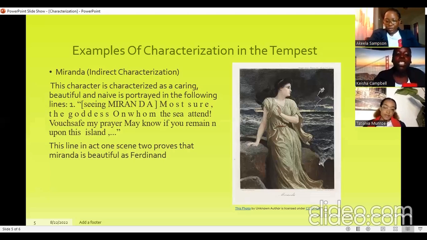Most sure the goodness on whom the sea hath turned. But say, my prayers may known if you remain in upon this land.